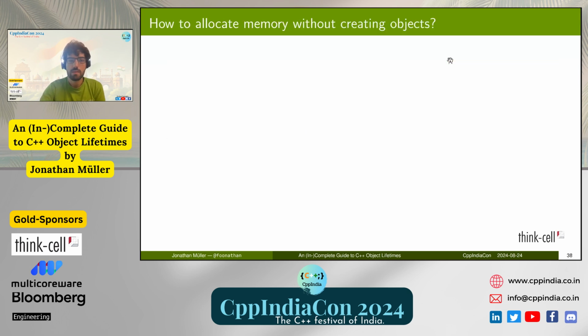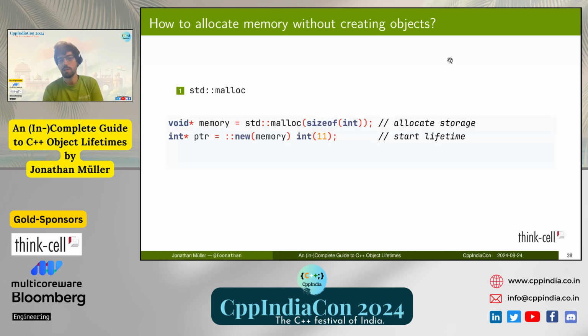But anyways, placement new. Placement new allows us to create an object in some memory. So how do we get memory without actually creating objects, so we can then call placement new on them? Well, std::malloc is the prime example. std::malloc allocates storage, does not create objects.